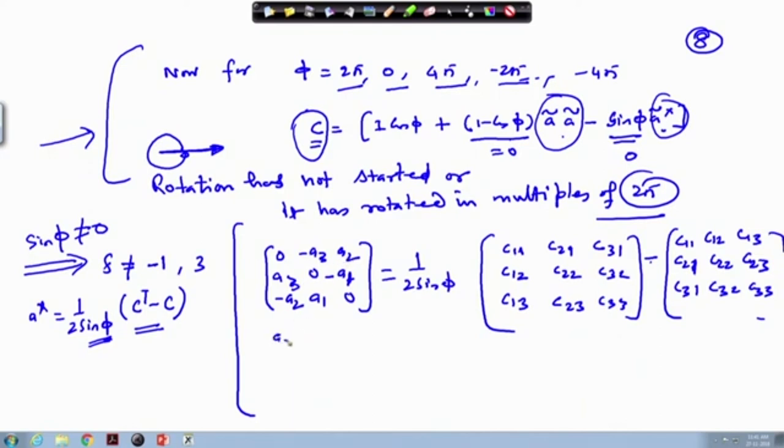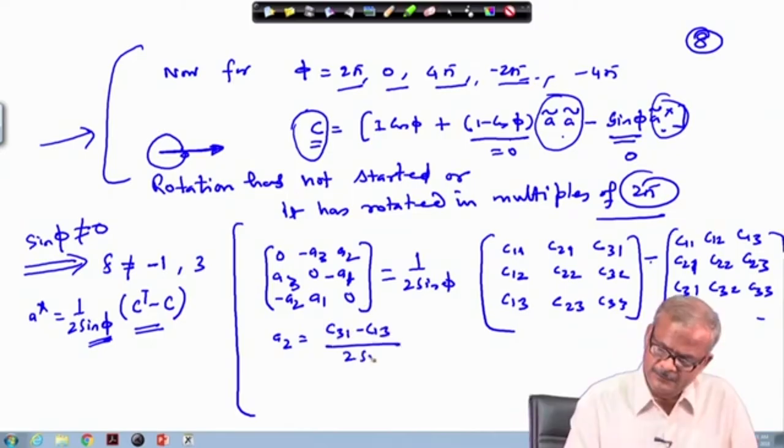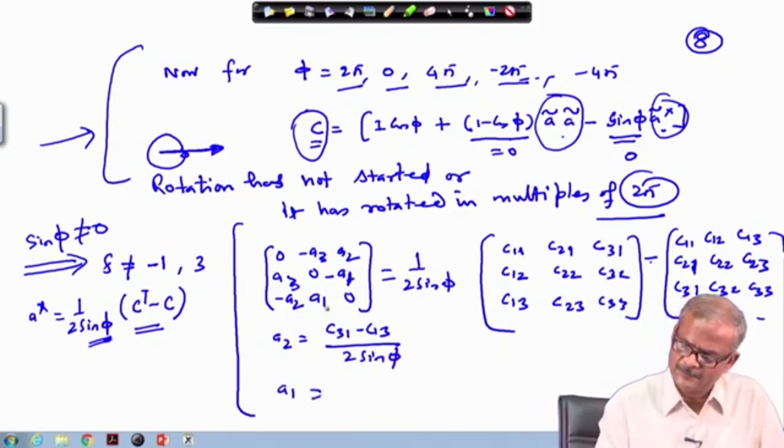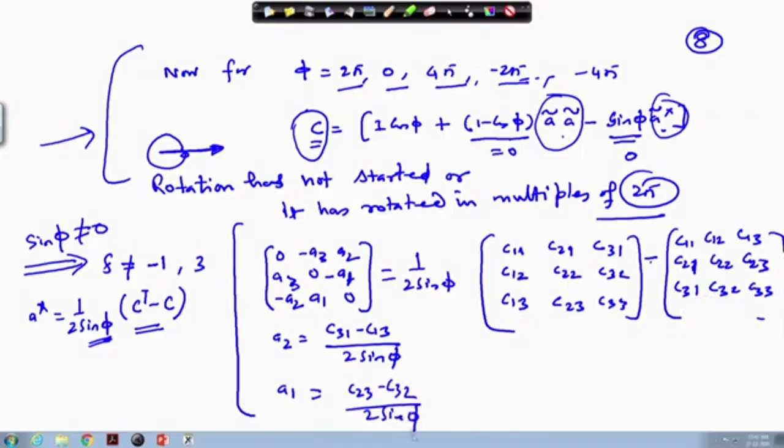What we see is that A2, from this place, is this minus this: C31 minus C13 divided by 2 sin phi. Similarly, A1 we can check from this place: C23 minus C32 divided by 2 sin phi. Similarly, A3 is C12 minus C21 divided by 2 sin phi. So this gives you A1, A2, A3 uniquely. Your phi is defined, and also your A1, A2, A3 are defined.